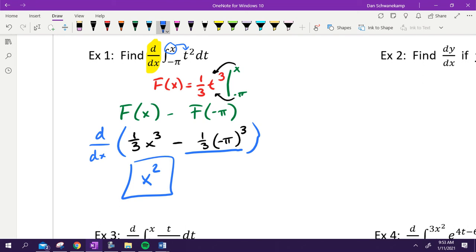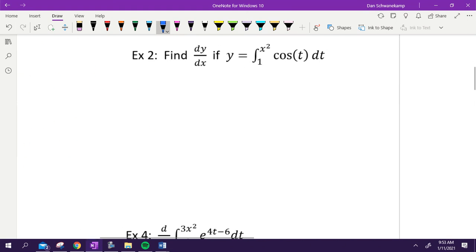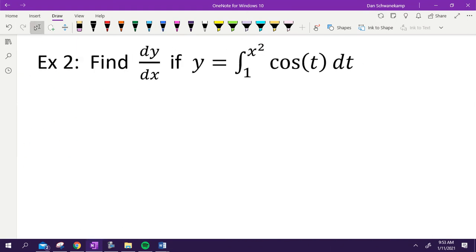Anybody following me a little bit? I know it seems kind of weird. We're trying to look through a shortcut. You can do the long way every time if you'd like. Shortcuts are nice. Let's look at number 2. Find dy dx if y equals the integral from 1 to x squared of cosine t dt. So we're finding the derivative if we're given this.